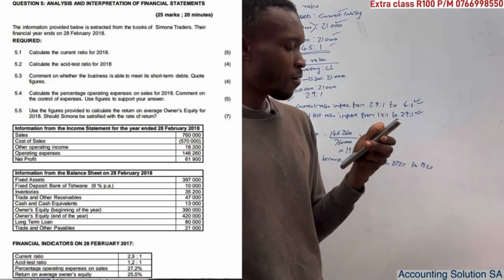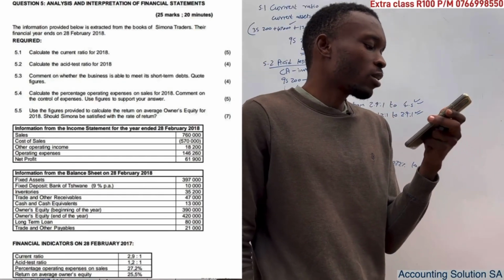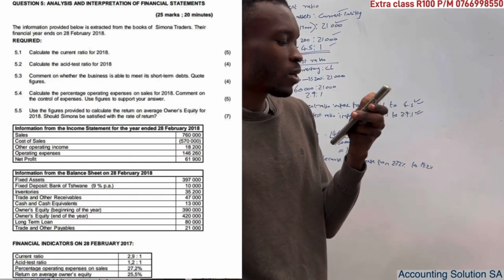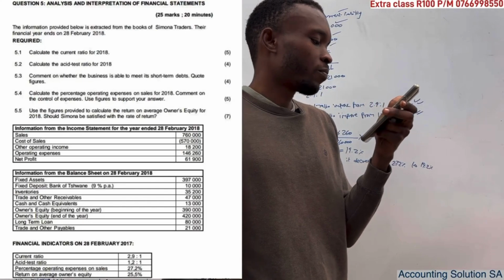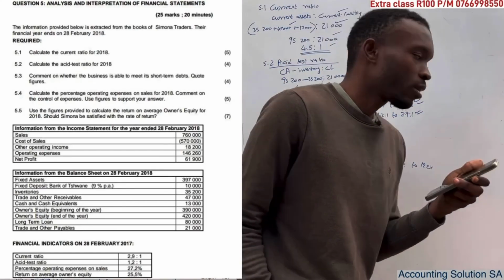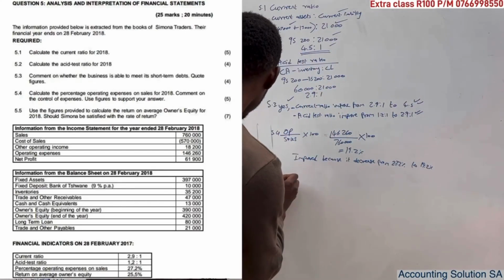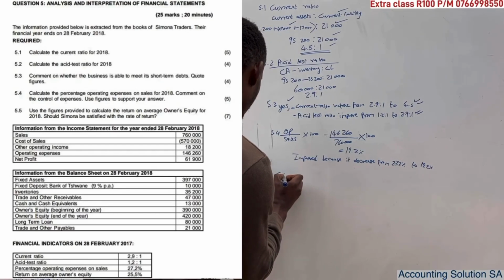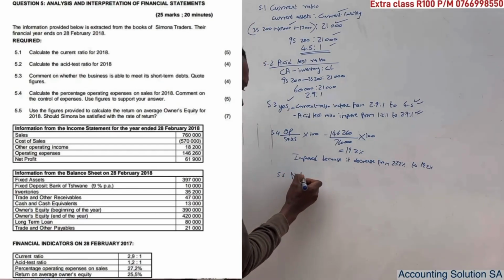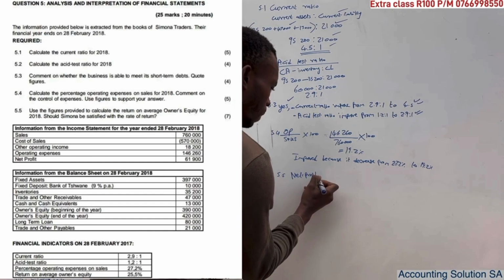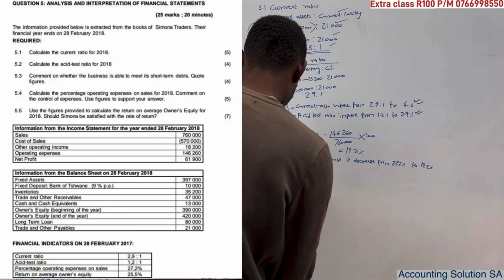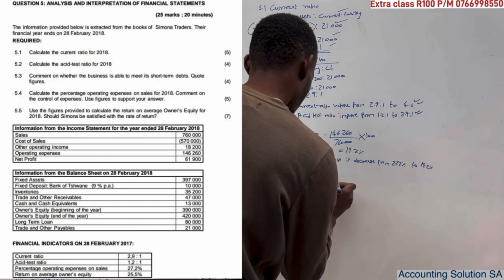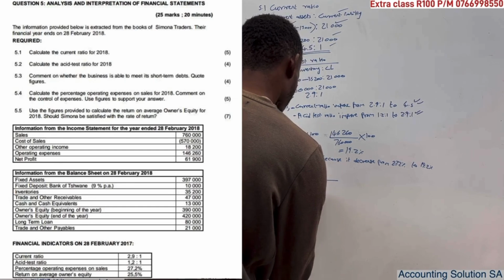Okay. 5.5. Use the figures provided to calculate the return on average owner's equity for 2018. Average owner's equity formula, you need to say net profit divided by average equity.